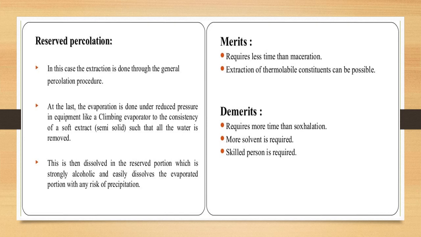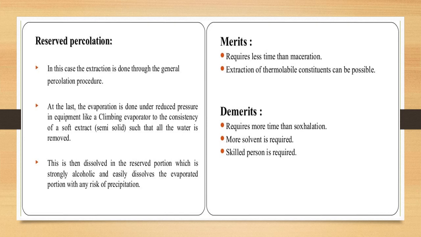Next one is reserved percolation. In this case, extraction is done through the general percolation procedure. At last, evaporation is done under reduced pressure in equipment like a climbing evaporator to the consistency of a soft extract, such that all the water is removed. This is then dissolved in the reserved portion, which is strongly alcoholic and easily dissolves the evaporated portion without any risk of precipitation.